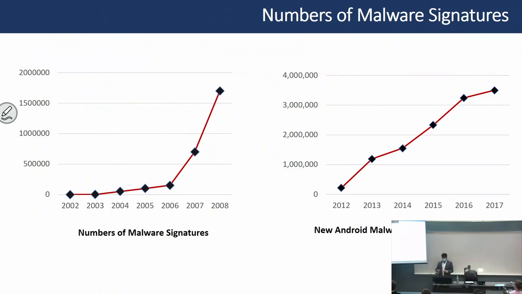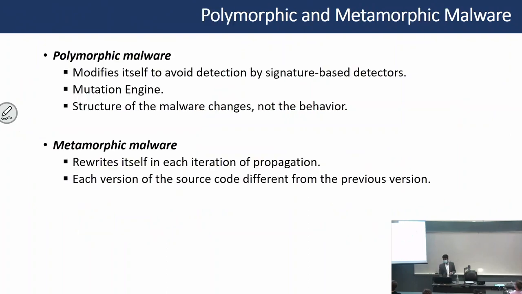So the number of malware signatures has been growing over the years. And this is not restricted to PCs alone. The number of Android malware signatures has been growing also. There were 4 million unique Android malware samples in 2017 alone.